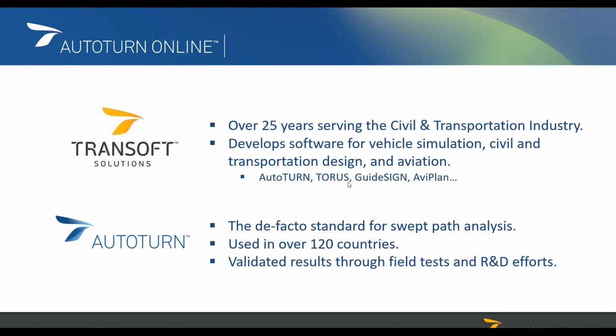Most of you in the audience have known us for 25 years through AutoTURN or our other design products like Taurus, GuideSign, baseplan. Today, AutoTURN is known as the industry standard for turning path analysis and is being used in over 120 countries. With our results validated through field tests and our R&D efforts, our unmatched expertise in swept path domain gives you a peace of mind that you can design with confidence. It has been a pleasure to have supported you in your past designs, whether it was just for a quick vehicle check or to lay out the geometric design of intersections, roundabouts, or the infrastructure of tomorrow.